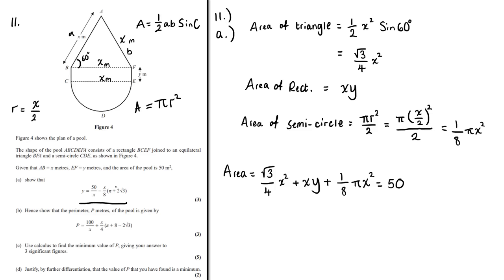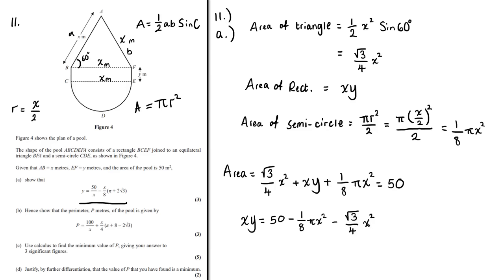Well, as this is y equals, the only y I actually have is this xy here. So it makes sense to take everything onto the other side, and then eventually we're just going to divide through by x. So therefore, xy is equal to 50 minus 1 over 8 pi x squared, and then minus root 3 over 4 x squared. And we're pretty close here now. We just want to start simplifying where we can.